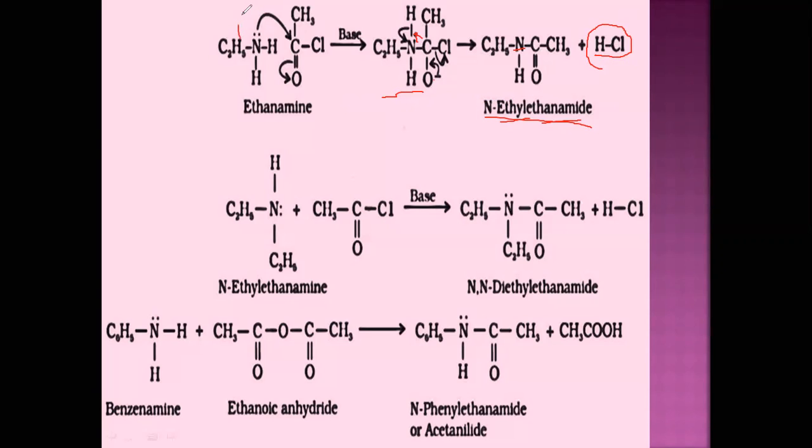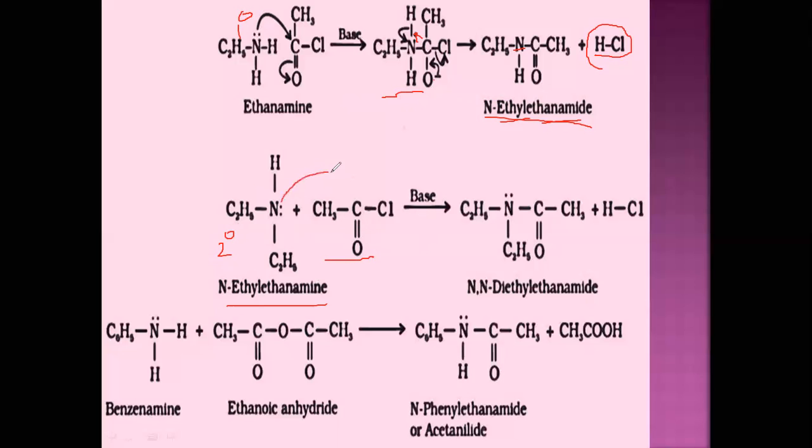This was a 1 degree amine because there are 2 hydrogen atoms. If I use a secondary amine, now this is a 2 degree amine, that means N-ethyl ethanamine. Nitrogen is attached to one ethyl group and the other is ethanamine, which reacts with acetyl chloride in the presence of a base, pyridine.